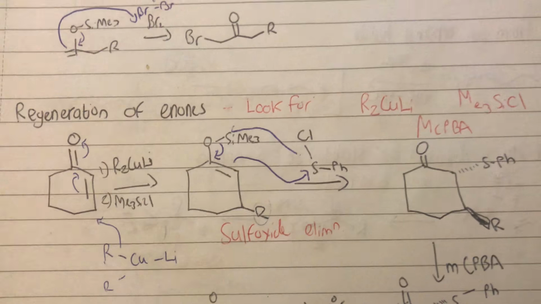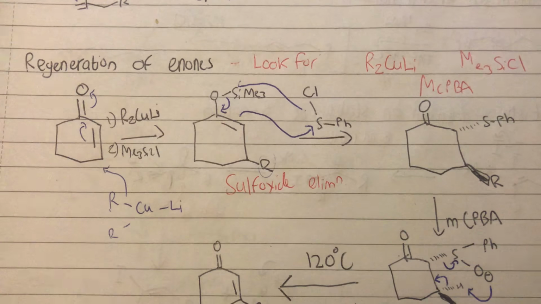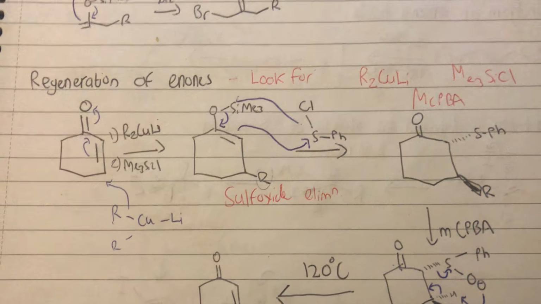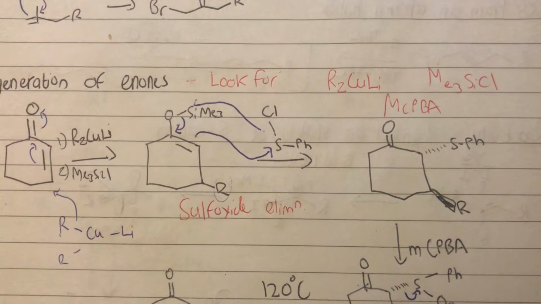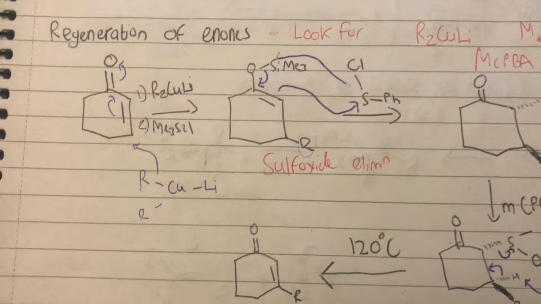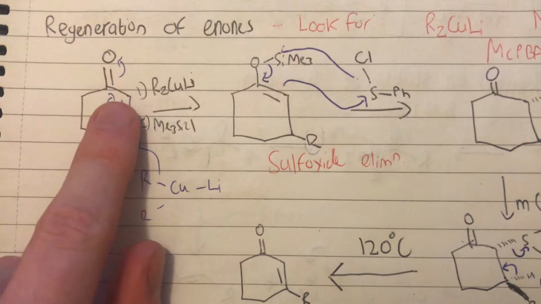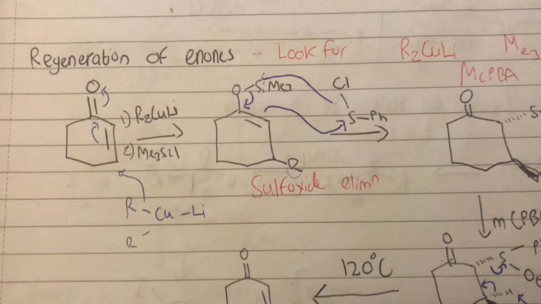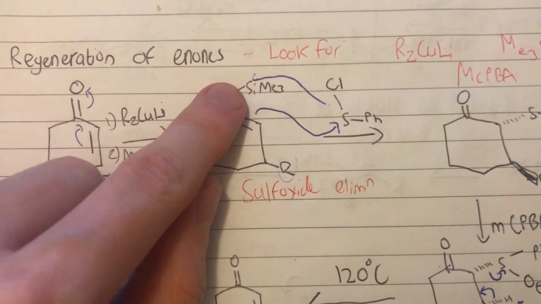We can get the regeneration of enones as well as the regeneration of whatever we did on the last page. I can't remember exactly. In this one, we're going to look out for our copper organocuprates and obviously our silicon reagent as well. What happens first? The first step is that we add our R group, should I say first? First of all, we add our R group, that adds there, we get a minus charge up here.